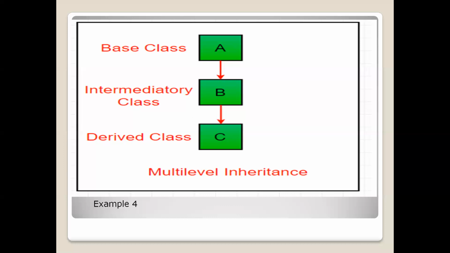Similarly, we can have any number of levels in multi-level inheritance. Class A, class B extends A, class C extends B, class D extends C, and so on, class Z extends Y. This type of inheritance is called level by level inheritance or multi-level inheritance, right?